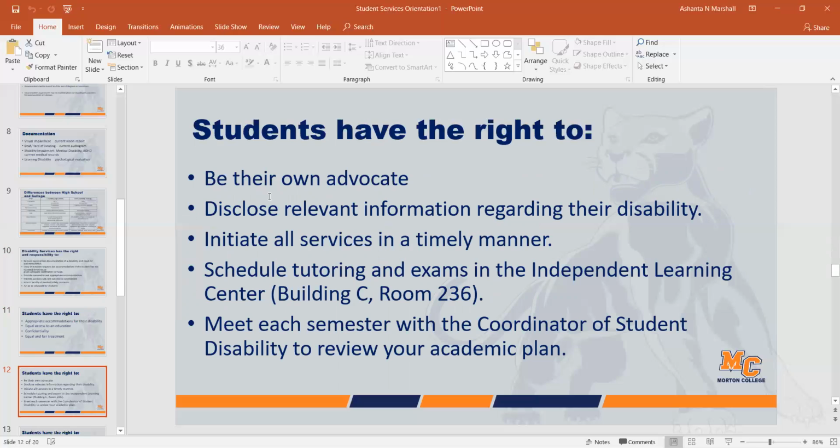Disclose relevant information regarding your disability, initiate all services in a timely manner, scheduling tutoring even if you don't need it. I always suggest that to students. And they're also doing tutoring via Zoom now, so it is available remotely. And then meet each semester to review your academic plan. And that just means, you've already worked with your advisor, just so we know what classes are coming up so we can provide the appropriate accommodations, maybe even sending emails to your teachers just to make sure that all of your accommodations will be in line with what you need.